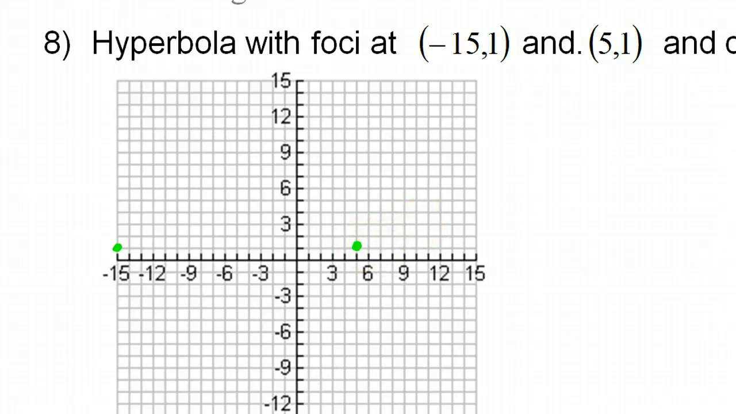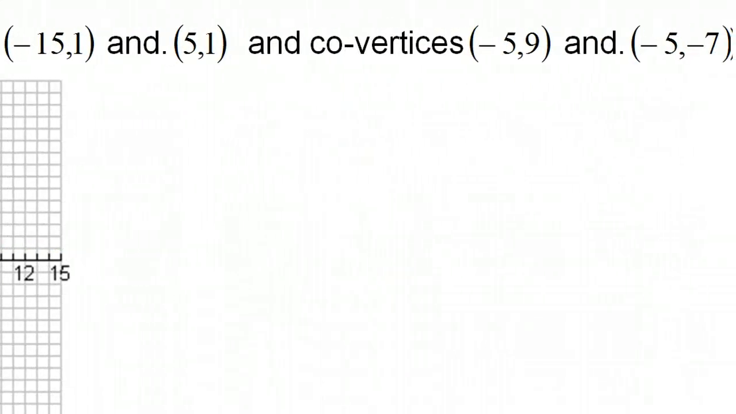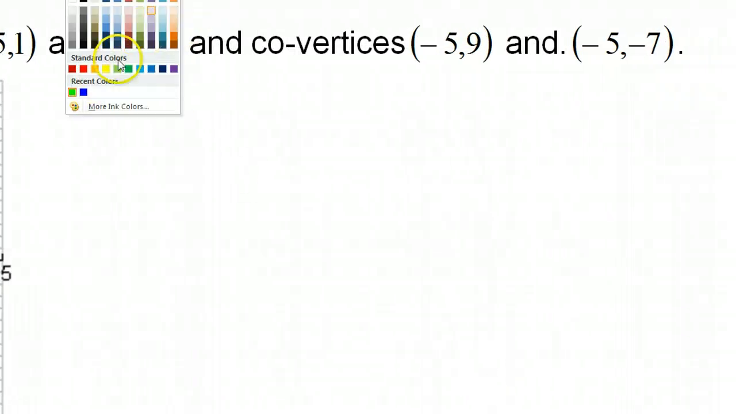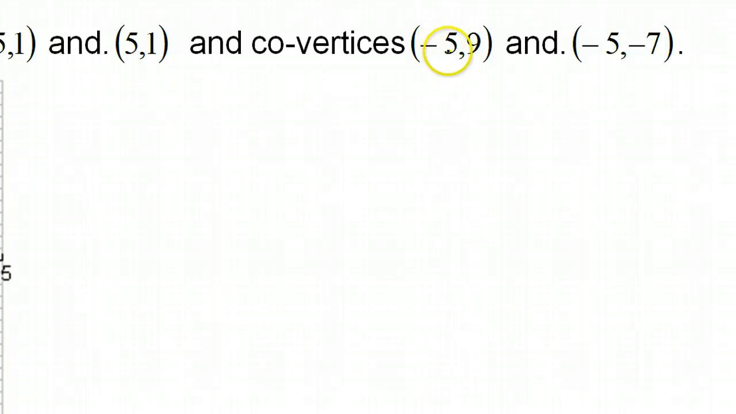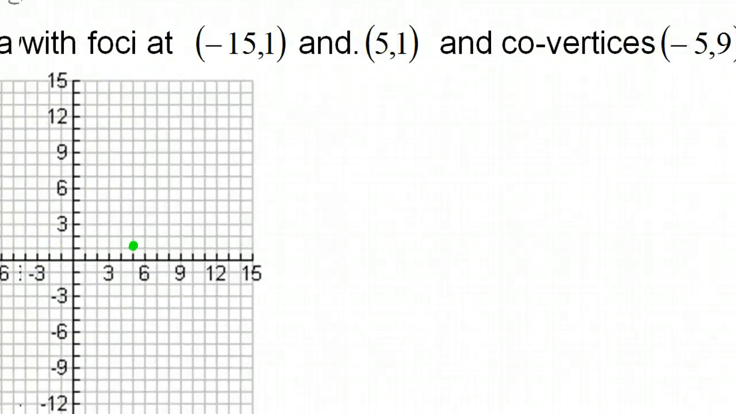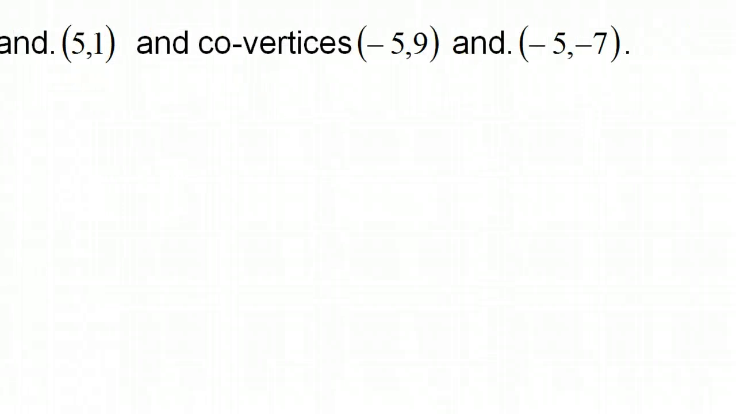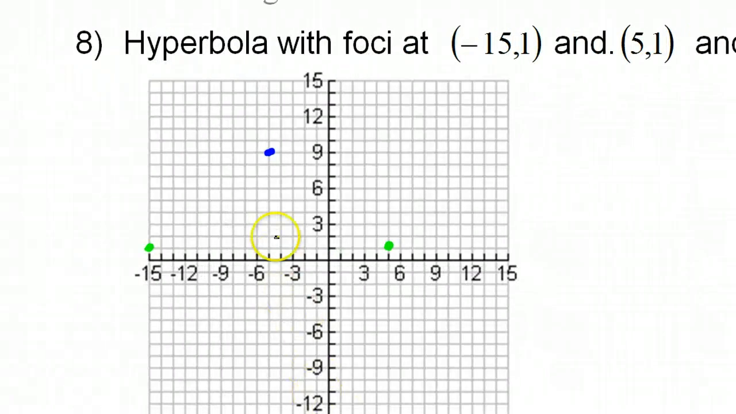Okay, what else we got? Oh, we got co-vertices. So we have foci and co-vertices. So let's see, co-vertices, I do those in blue. So negative 5 comma 9 for a co-vertex. So negative 5, 9. That's a co-vertex. And negative 5, negative 7 would be right here.